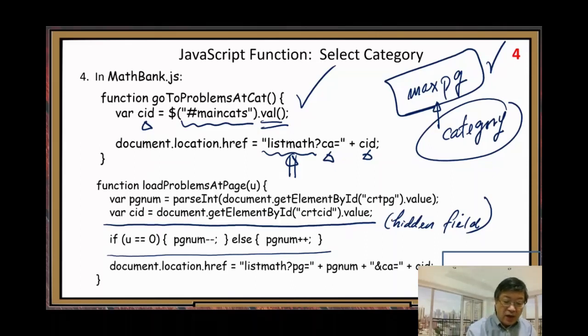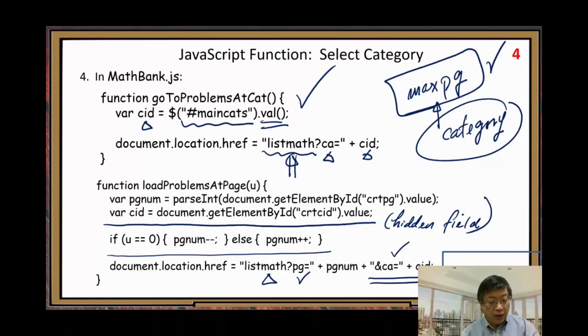So here, after we get the CID information and send the request to the list servlet, after we pass the page information, we also pass the category information. You can see we use this newer version to replace the old version, so we can keep the category information everywhere we need.